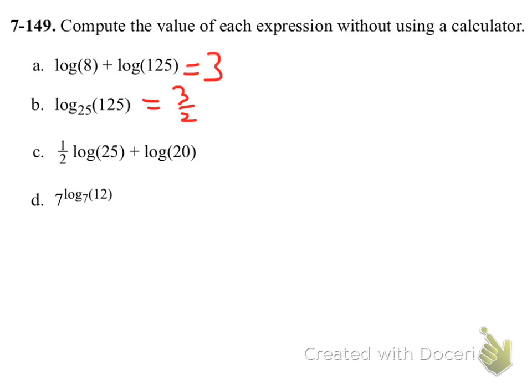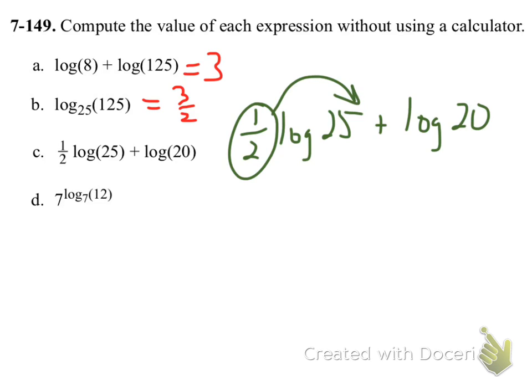Problem C. When I have the 1/2 out front, what I can then do is use the power property in reverse. So I'm going to take this 1/2 and it's going to go back as an exponent. So based off of the last problem that we talked about, a fractional exponent means I'm taking the square root of 25, the square root because that's the denominator, and then I'm putting it to the first power. Well, that's just going to be 5.